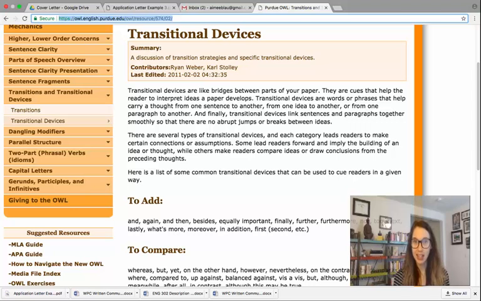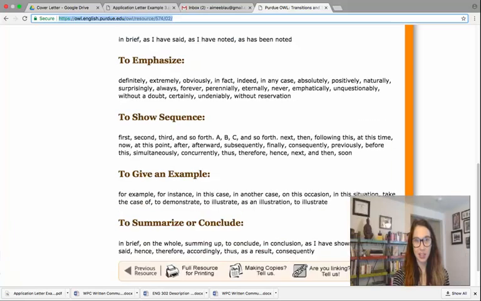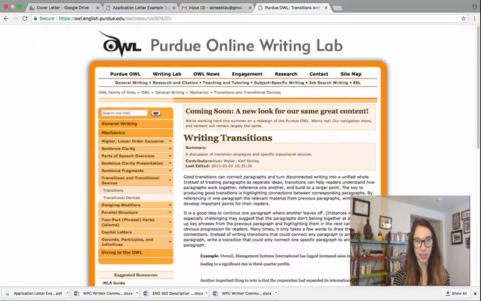So transitions act as bridges or cues between parts of your paper. They help to lead your reader along as they read through your document. Especially in business writing, transitions are so important because they signal to the reader where you're going and what's coming next. Okay, so this is a list of some of the transitional devices, but I want to talk about how to write transitions.